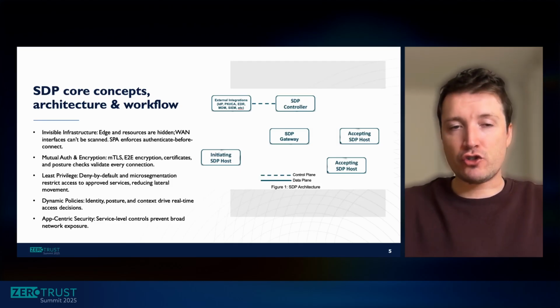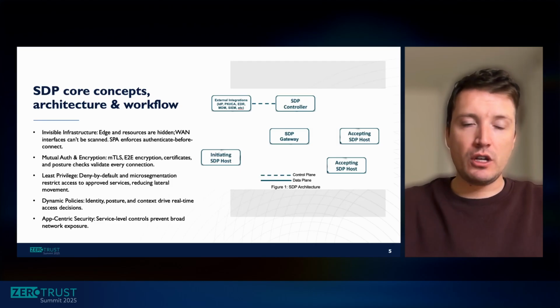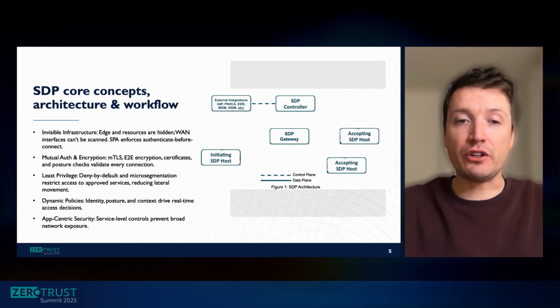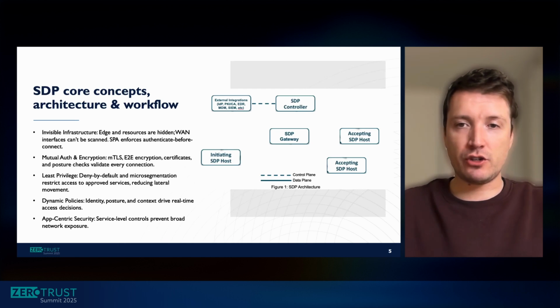We ensure strong end-to-end encryption, mutual authentication. We ensure least privilege and deny by default with microsegmentation, reducing the risk of lateral movement. We ensure dynamic policies, identity, posture checks, context to drive our real-time decisions, and we have an application-specific security architecture.